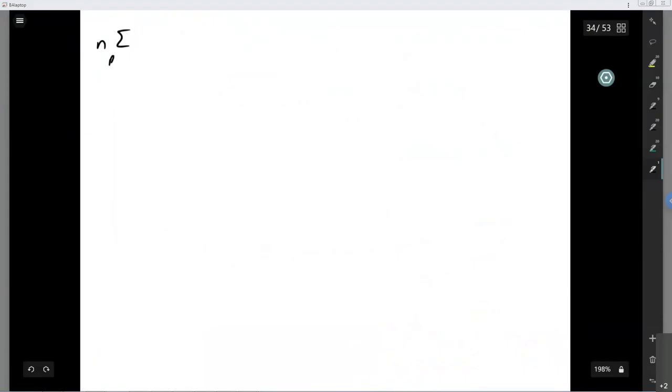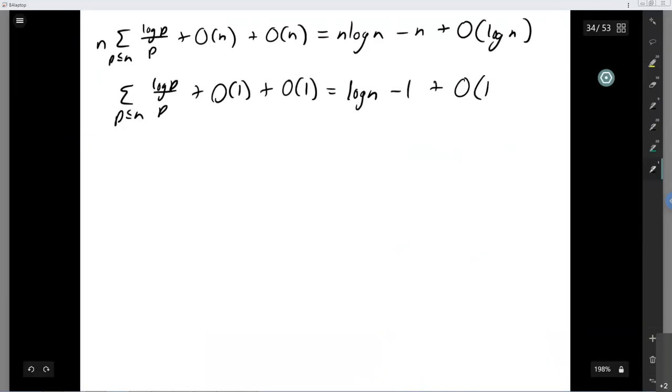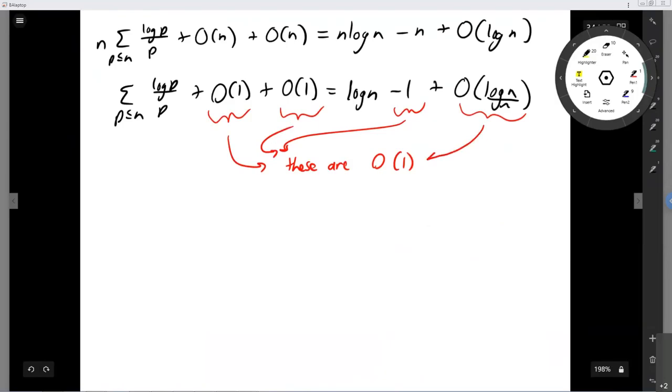So we reduced the left-hand side to the leading term piece plus all the other terms equals the n log n minus n plus big O of log n. Now we divide everything by n so that we can get the sum by itself. This is plus big O of 1 plus big O of 1 equals log n minus 1 plus big O of log n over n. And now it suffices to look at all of these extra terms and show that these are no bigger than our desired error term of big O of 1.